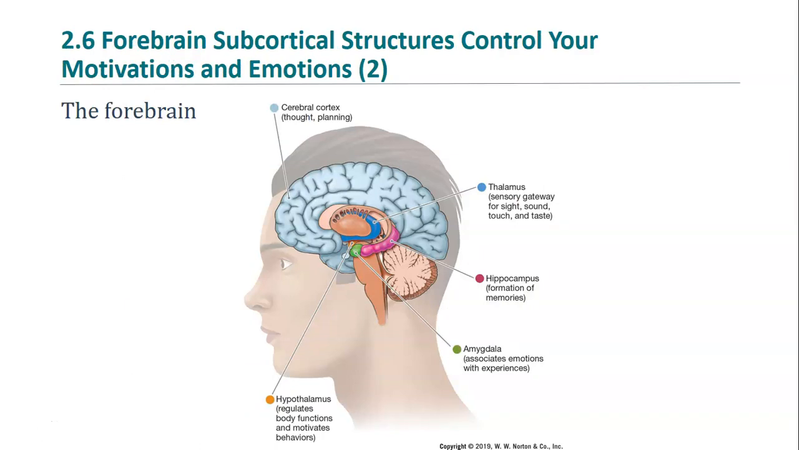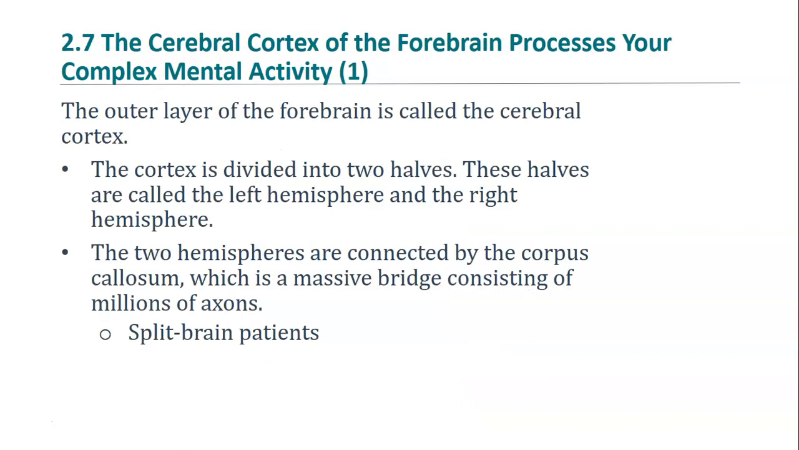The forebrain is composed of the cerebral cortex, which is on top, and the subcortical structures. The cortex is divided into a left and a right half. These two halves of the brain communicate through a structure called the corpus callosum.